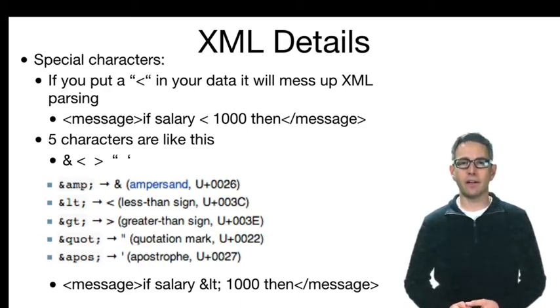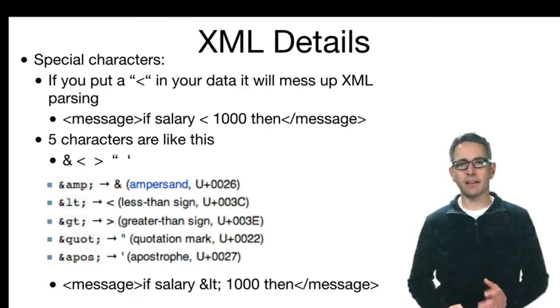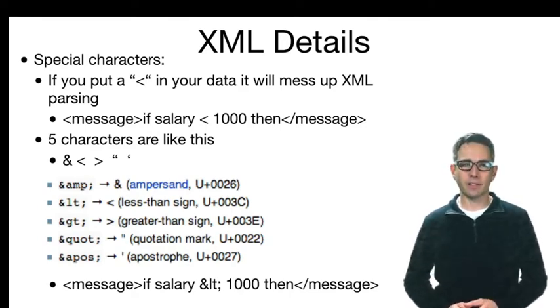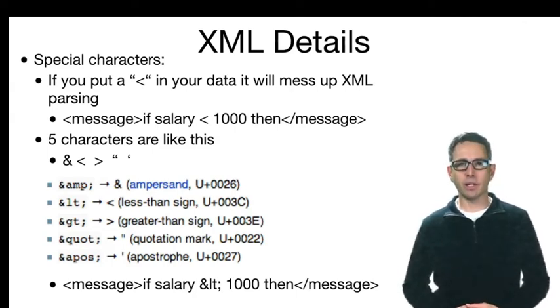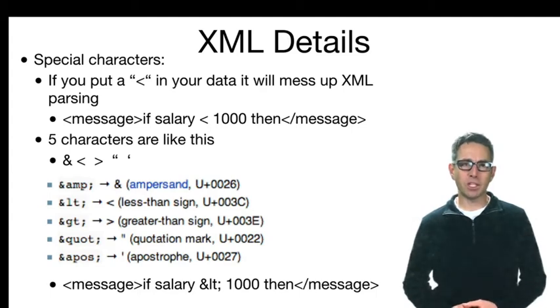And there are 5 characters that are like that: the ampersand, the less than symbol, the greater than symbol, the double quote, and the single quote. So if at any time you want to include those within the text portion of your XML, then you need to use not the symbol itself, but a special symbol, which is an ampersand, the letters, and a semicolon, which then gets translated into the literal character. So this is called escaping certain characters.